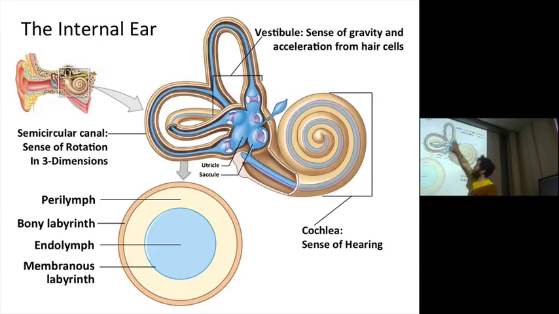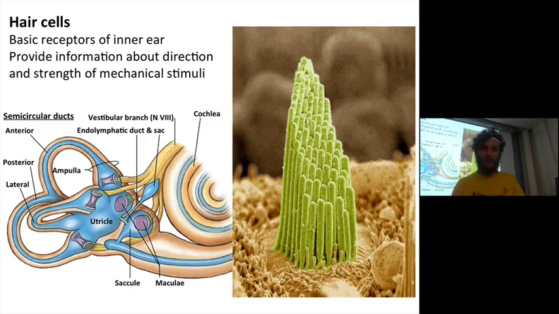The vestibules, the utricle and the saccule, these are responsible for your sense of gravity and acceleration. Of course, these are the same thing. Gravity is acceleration, and it is the vestibular system that's responsible for giving us that sense. So let's see what this is. This information is conveyed again by hair cells. You can see how the cochlea and the utricle and saccule and the crista ampullaris of the semicircular canals are all related. They use the same basic structure of these hair cells.